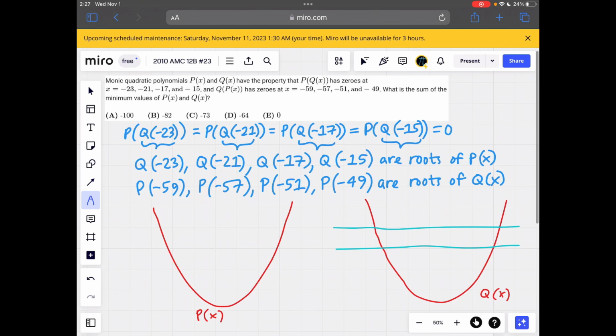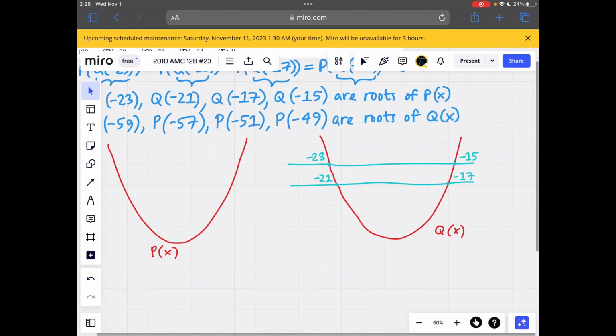We can see that they intersect the graph of q of x at 4 different points. That's the only way you can apply p of q of x and get 0, when q of x is equal to some root of p of x. And these horizontal lines represent those two roots. So we see that those points are equal to minus 23, minus 21, minus 17, and minus 15 for x.